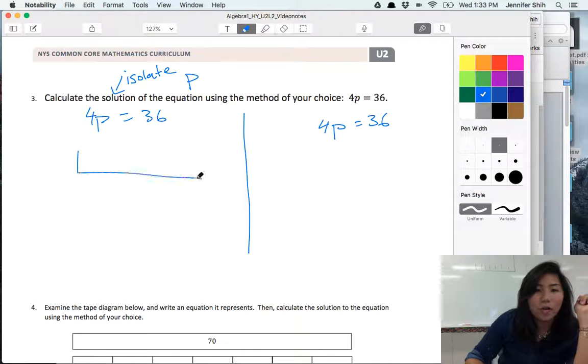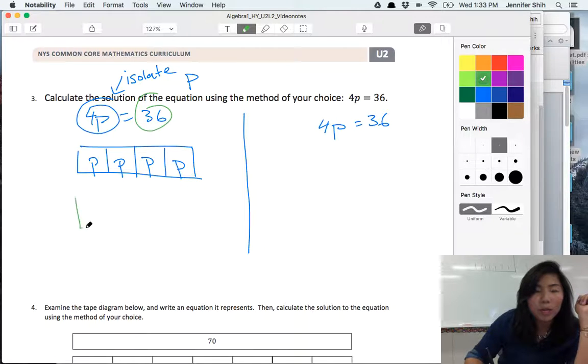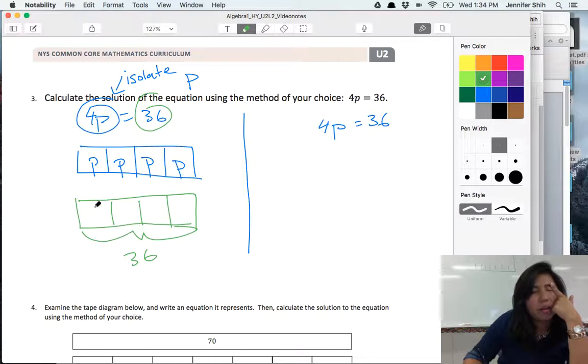Okay, tape diagrams. Here we go. 4P, so 4 of them. So this is P. This is also P. This is my variable, and it's going to equal my right-hand side. So these should be the same length. And this is 36. I need to split it up into 4 pieces, so I need to divide 36 by 4. That's 9, 9, 9, 9. If I do 4 times 9, I get 36. If I do 9 plus 9 plus 9 plus 9, I also get 36. So that means P must equal 9.